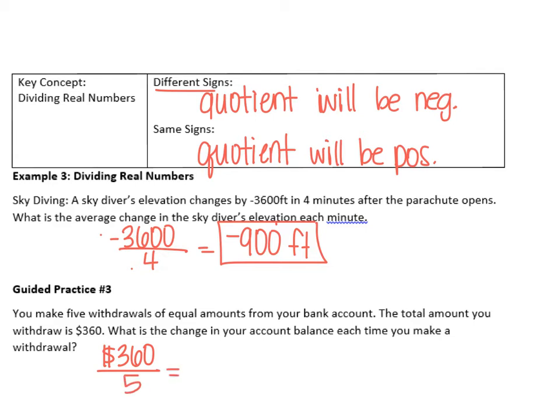Then I just got a positive divided by a positive. Although it does say withdrawal, so we'll call it negative. So we have a negative divided by a positive, which is going to give me a negative. And then if you divide that, you get $72. So my average withdrawal is 72. What you need to get from this is that if you divide two numbers with different signs, you get a negative, and if you divide two numbers with the same sign, you get a positive.